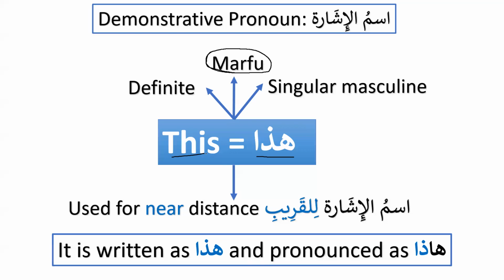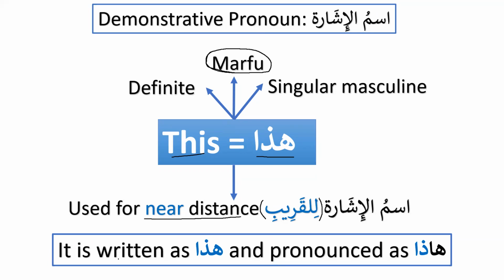So hada means this, number one. It is a definite noun, it is masculine, it is singular, and it is marfu. Okay, what does it mean? Why do we use it? It is used for near distance. Ismul ishara lil qarib. So something that is near, we use this. Like in English, we say this, something that is qarib. So it is used for near distance.